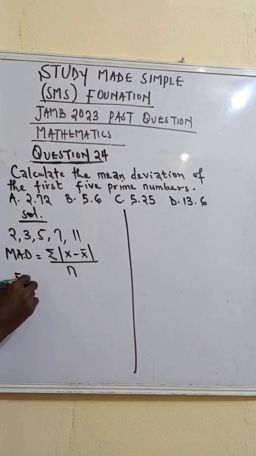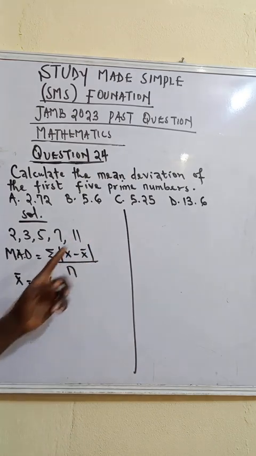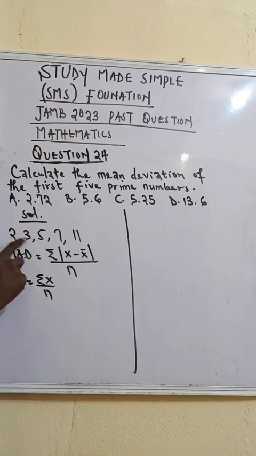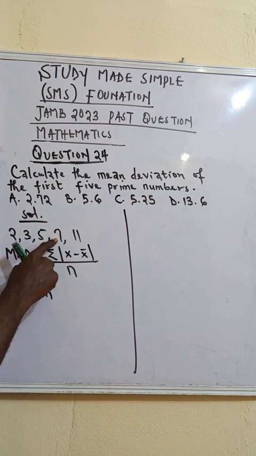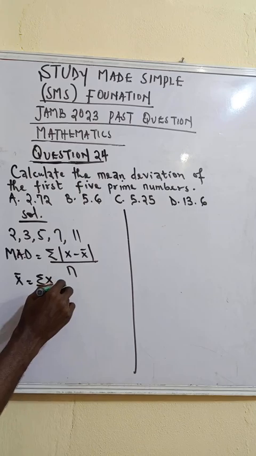So mean is bar x. So mean is sigma x all over n. How do we compute that? We add all of the numbers together and divide by how many numbers? Total number. So adding all of them together, 2 plus 3 will give me 5, 5 plus 5, 10, 10 plus 7, 17, 17 plus 11, that will give me 28.